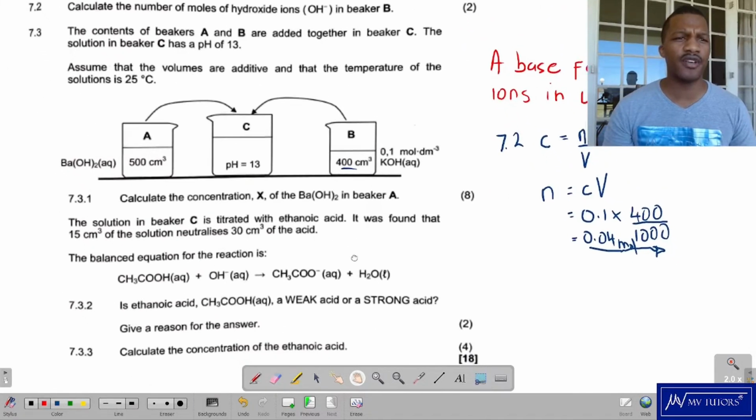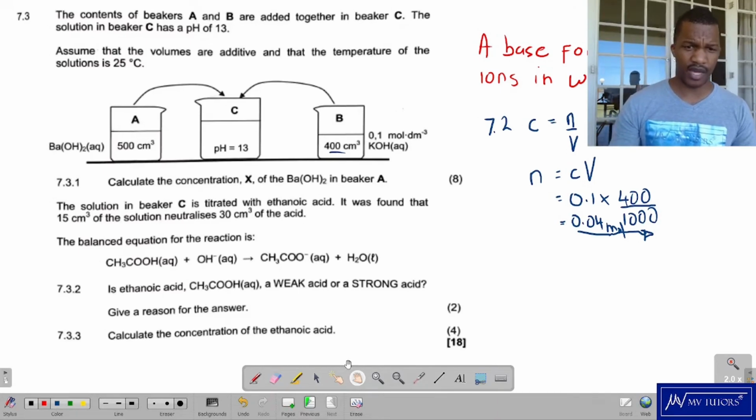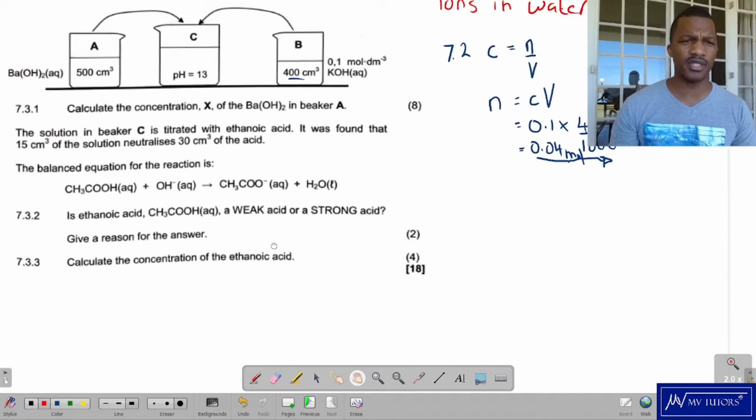Let's do question 7.3 now. It says the contents of beaker A and B are added together in beaker C. I see the arrows also showing that. The solution in beaker C has a pH of 13. Assume that the volumes are additive and that the temperature of the solution is 25 degrees Celsius. Now calculate the concentration X of barium hydroxide in beaker A. So I want us to do this systematically.